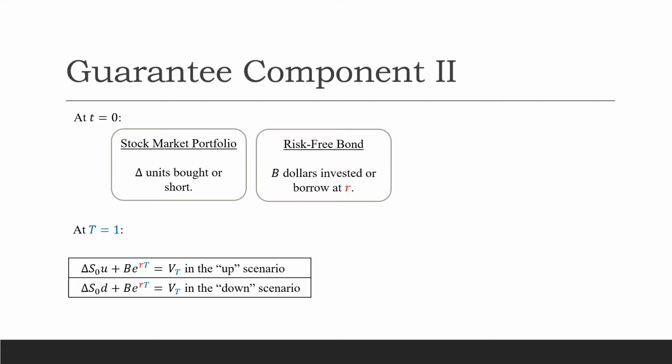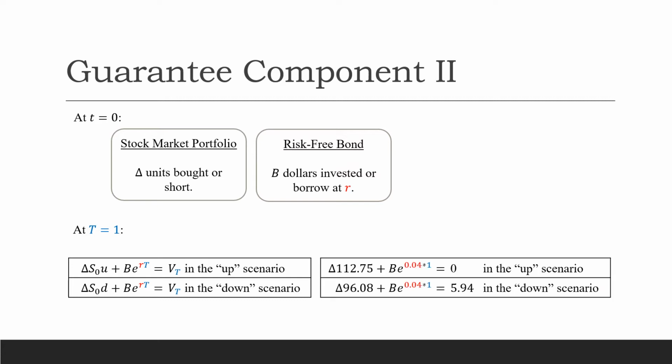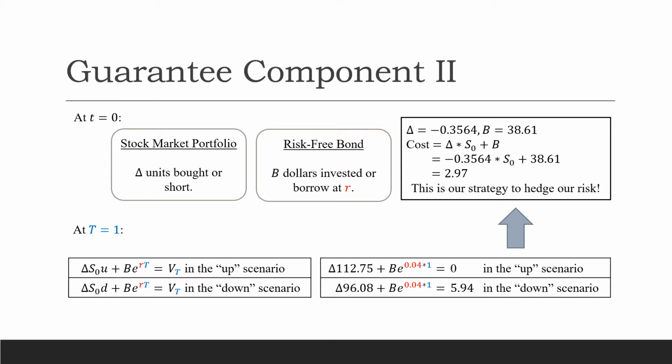On the right-hand side is what we need to pay off in this scenario. With our actual numbers, you can see this reduces to a system of linear equations where we need to solve for delta and B. The solution is right here. Note the cost at time zero, therefore, is simply delta units multiplied by the value of the stock market portfolio at time zero plus our cash position. And the final cost to setting up our hedge strategy is $2.97.